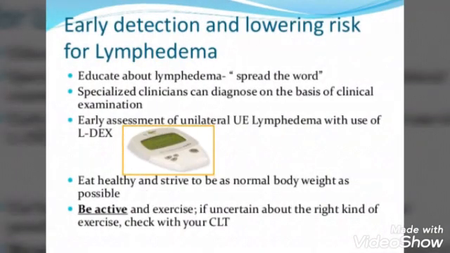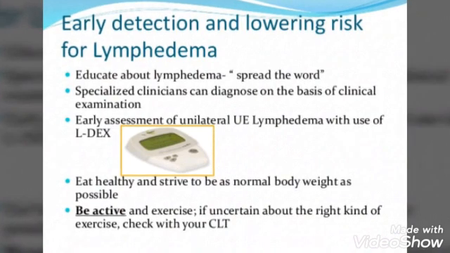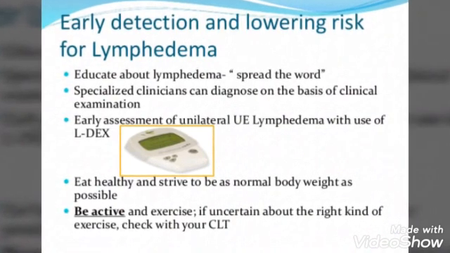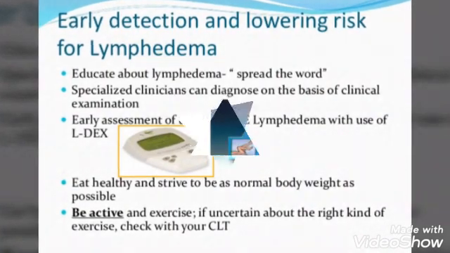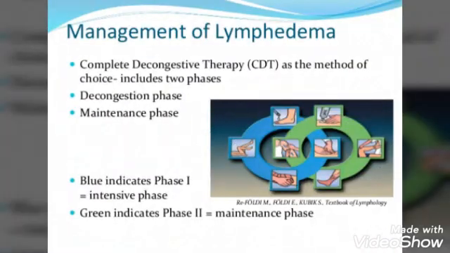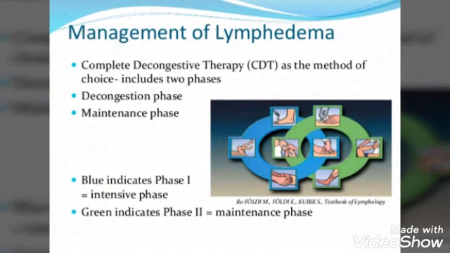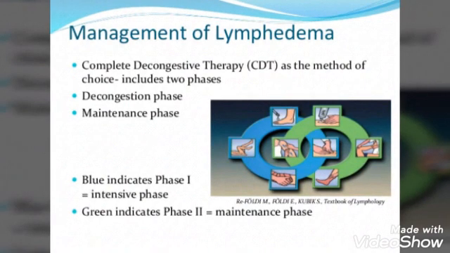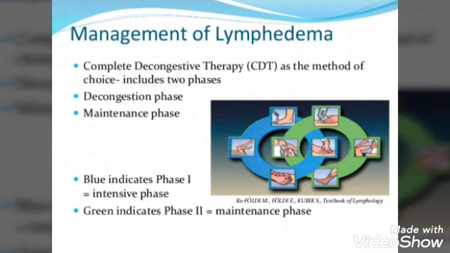Then early detection is to have a check, and that can be done by educating the persons. Then specialized clinicians' diagnosis. On the basis of the diagnosis you can find out the disease condition. Then early assessment of unilateral upper extremity lymphedema with use of LDEX. So a machine can be used to identify. Then the patient's weight can be checked to identify the condition. Then you can go for the management.